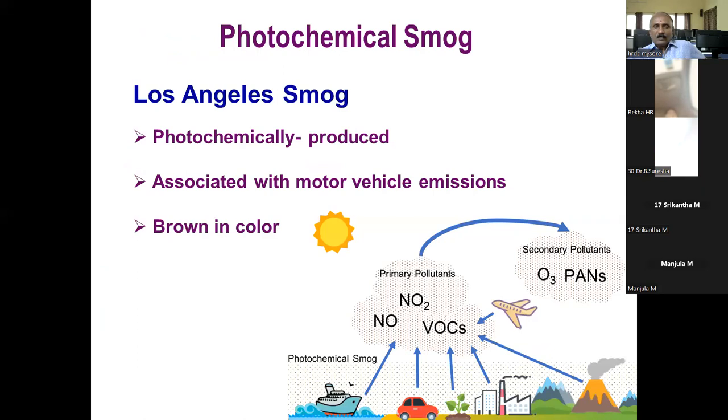So photochemical smog, as I told you, is also referred to as Los Angeles smog. And whenever this smog appears in our atmosphere, it appears brown in color, because it is formed by the chemical reaction of certain chemicals or compounds. This takes place in the presence of sunlight. That is why it is called photochemical smog. If you are exposed to these things, it may affect your skin, it may affect your respiration. So, such types of disasters can also be noticed due to pollution.